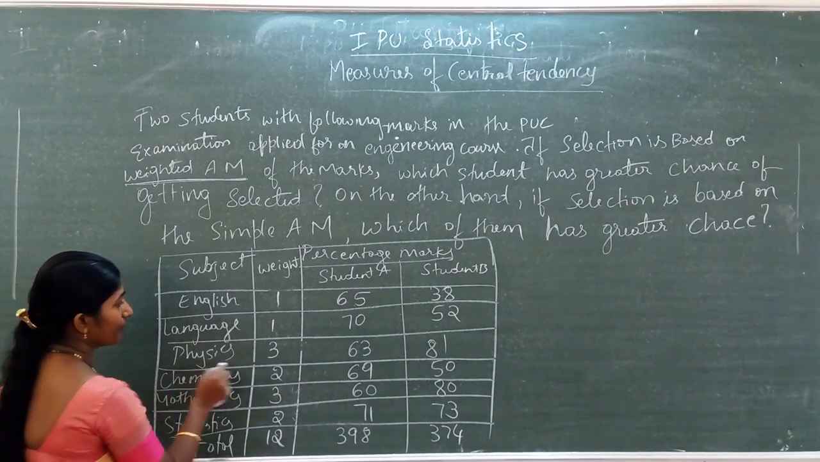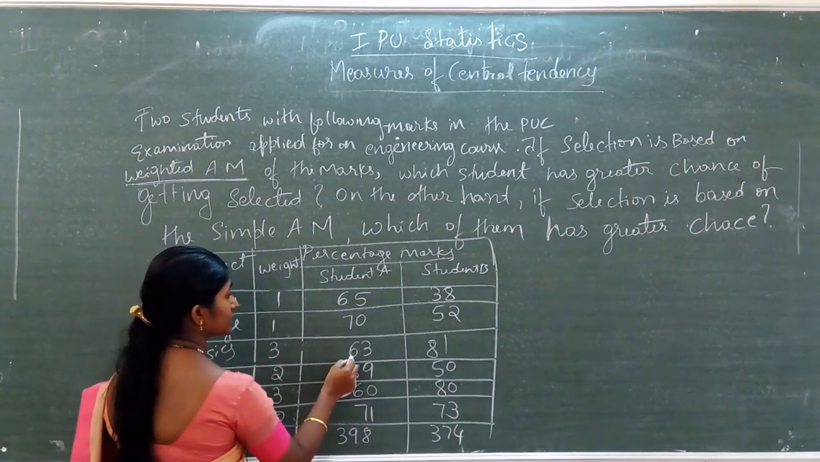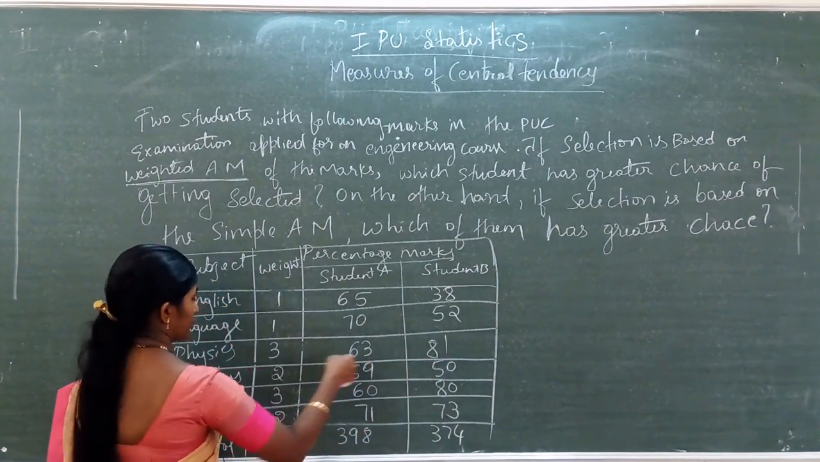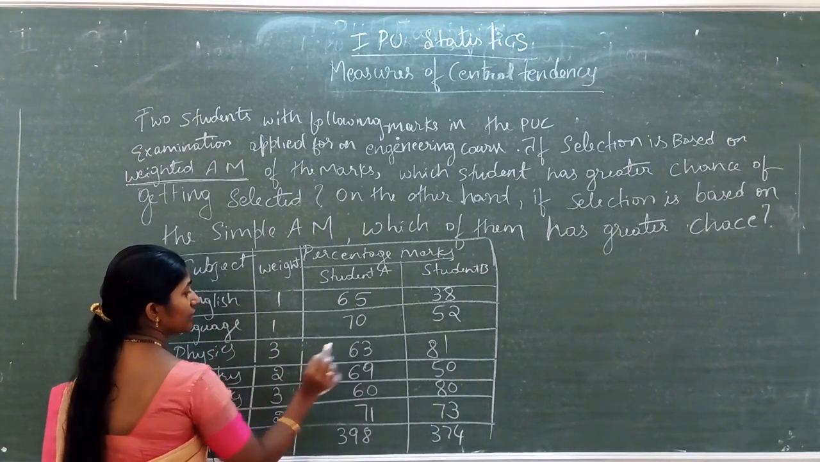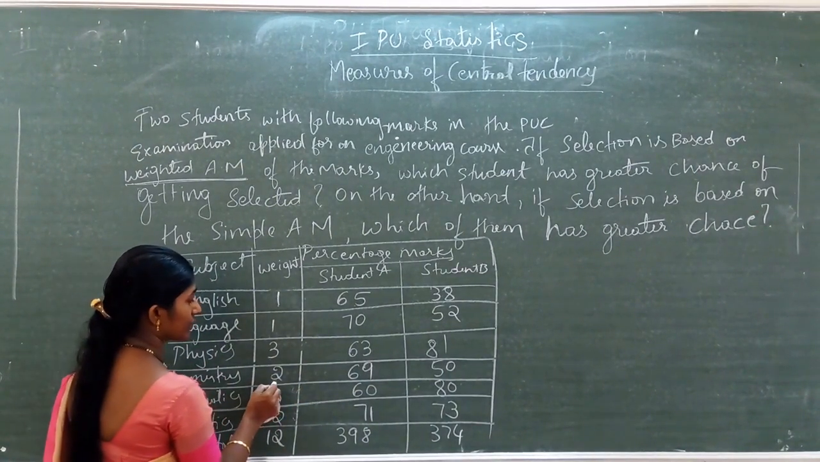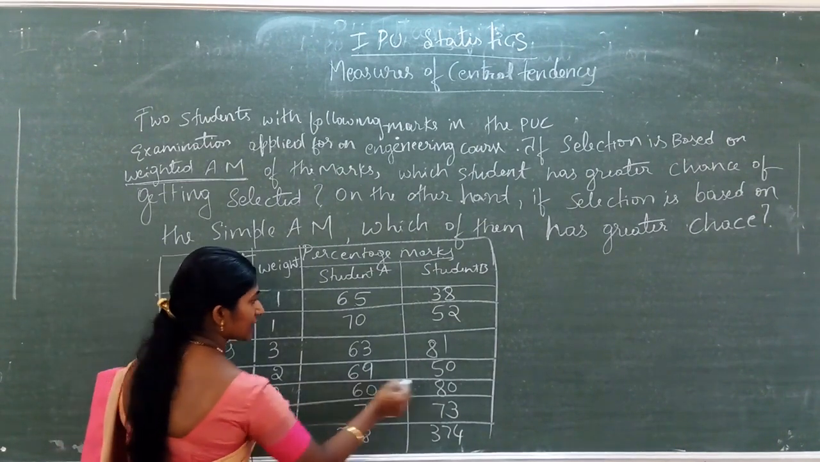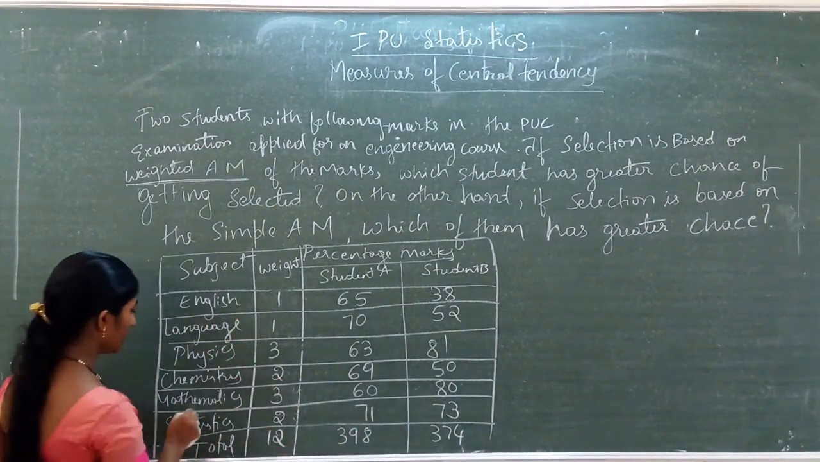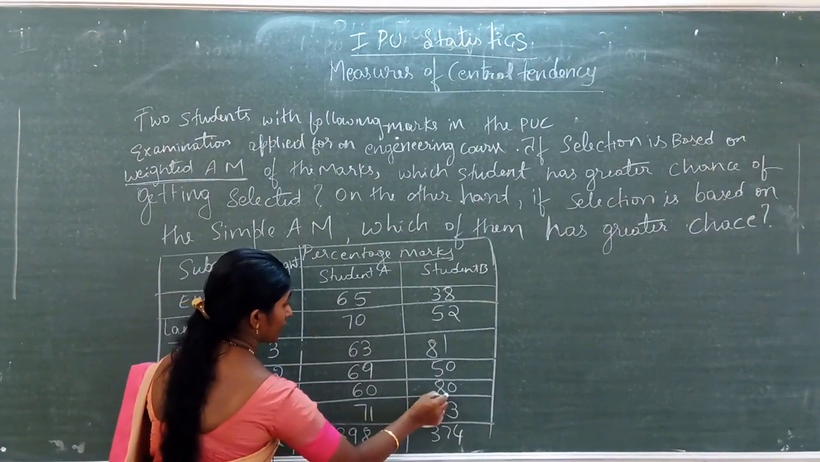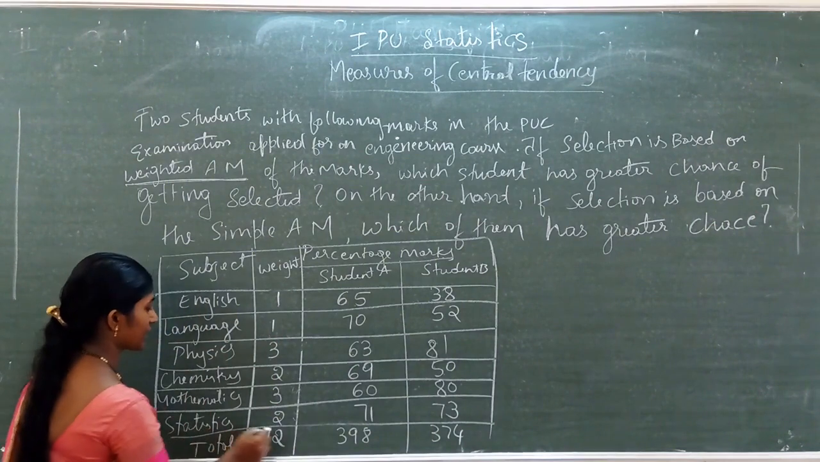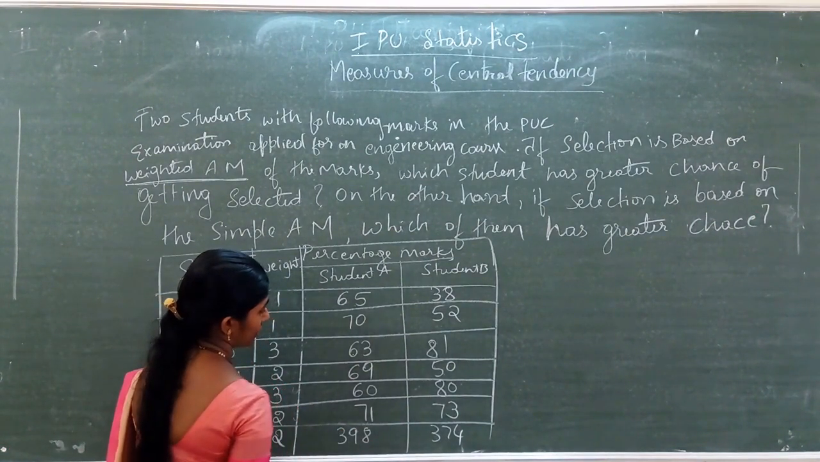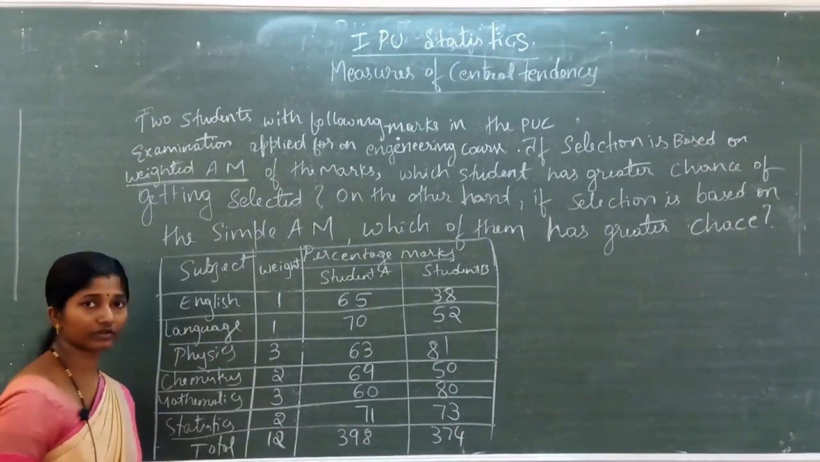In physics the weightage is 3, A got 63 and B got 81, more marks. In chemistry the weightage is 2, A got 69 and B got 50, less. In mathematics the weightage is 3, A got 60 and B got 80, more compared to A. In statistics the weightage is 2, A got 71 and B got 73. Total marks are also given.